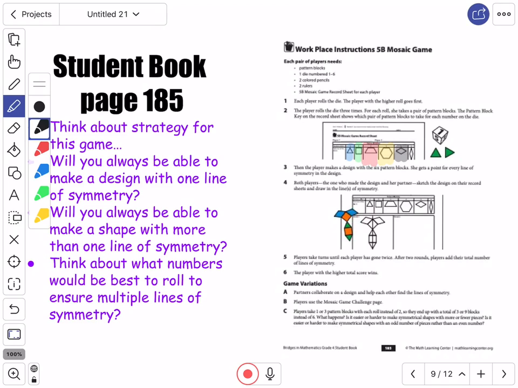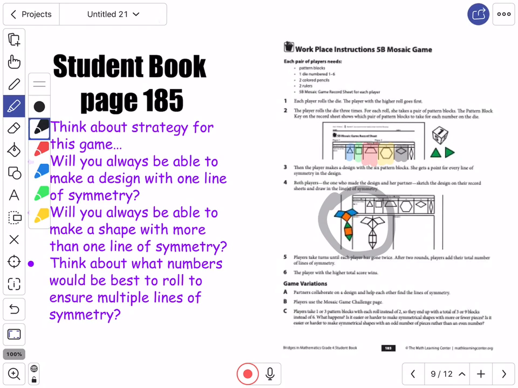And then from there, the players would make a design with the 6 pattern blocks. He or she gets a point for every line of symmetry in the design. Both players, the one who made the design and his or her partner, sketch the design on the record sheet, for example, just like this, okay? And then draw the line of symmetry.